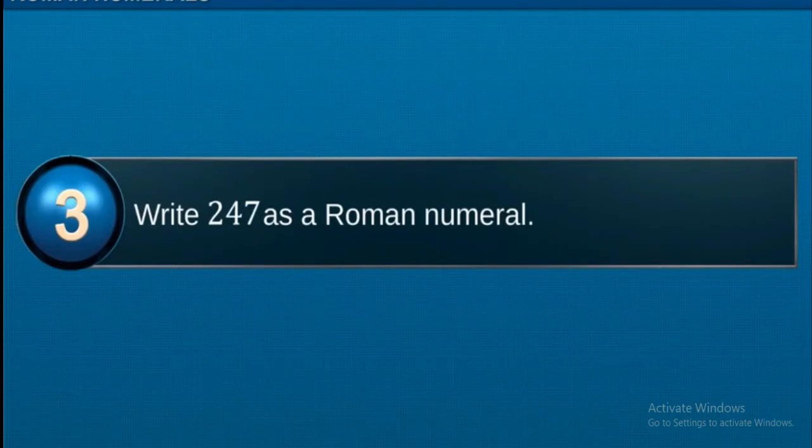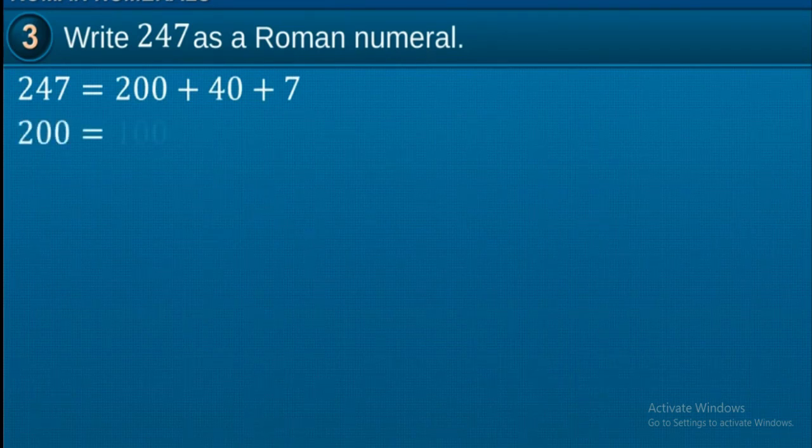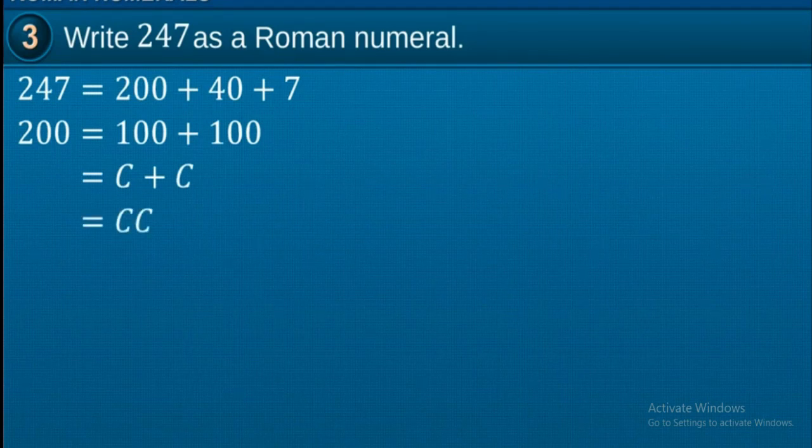Write 247 as a Roman numeral. 247 is the sum of 200, 40 and 7. 200 is equal to 100 added to 100. The Roman numeral for 100 is C. Therefore, 200 is equal to CC. 40 is equal to 50 minus 10. The Roman numeral for 50 is L. As X is subtracted from L, it is written to the left of L. So, the Roman numeral for 40 is XL.